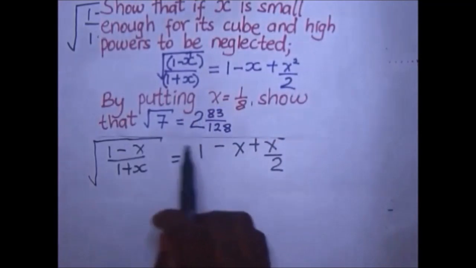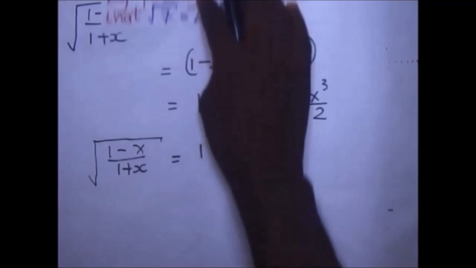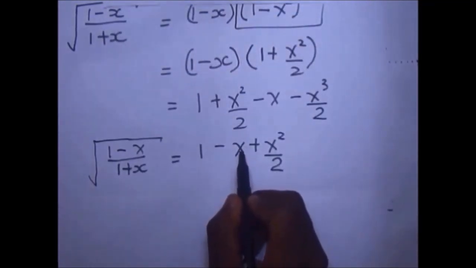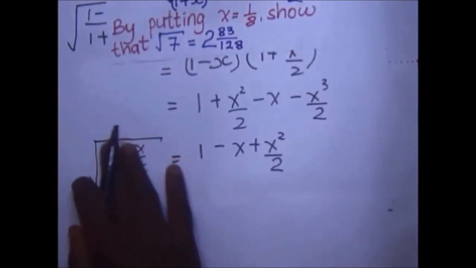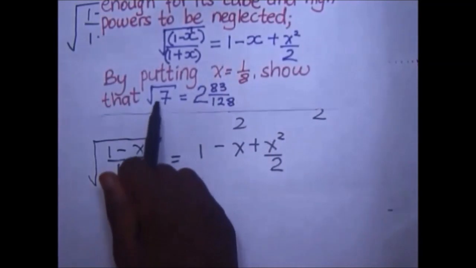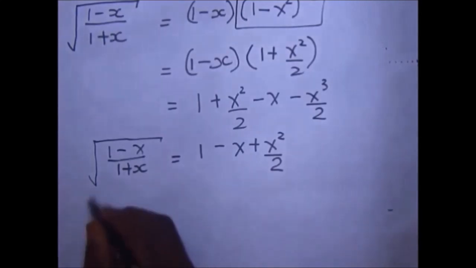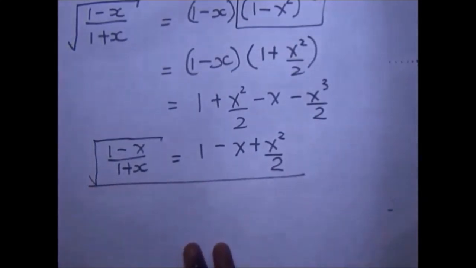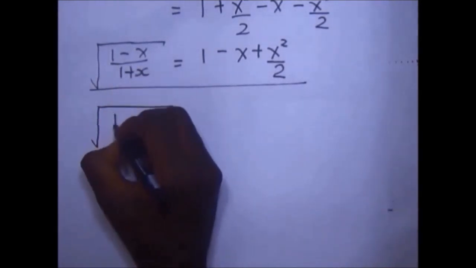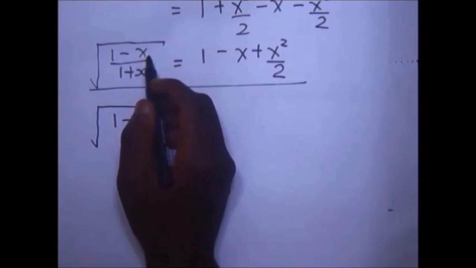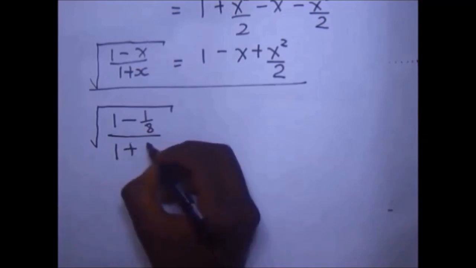So the other part of the question is saying that by putting x as 1/8, show that the root of 7 is equal to that. So now if we are to put 1/8 in the place of x, we are supposed to manipulate this square root side to make sure that we get a root of 7 and that it's equal to that number. So continuing from there, to answer the second part of our question, we shall simply substitute. This is going to become 1 minus, what is x? We are putting x as 1/8 according to our question. So it's 1 - 1/8, divided by 1 + 1/8.